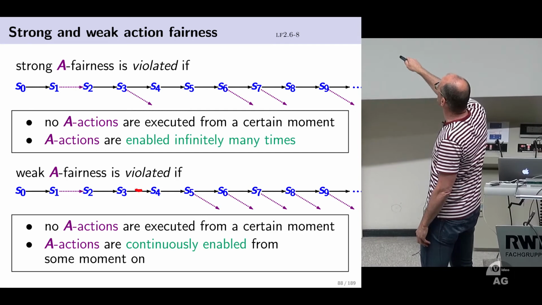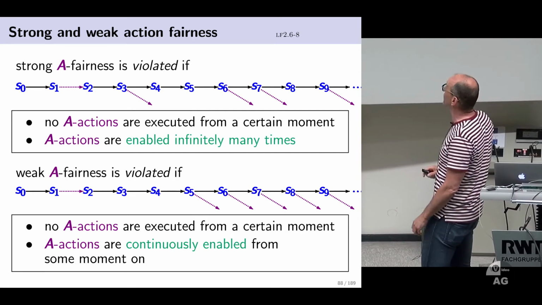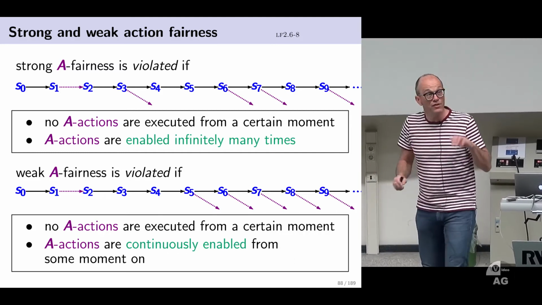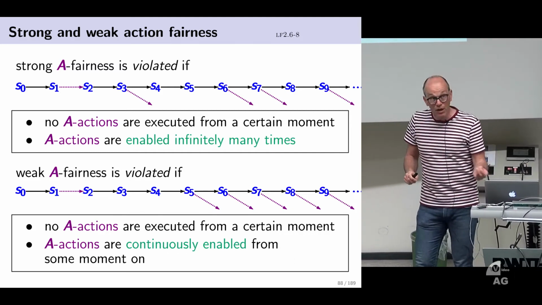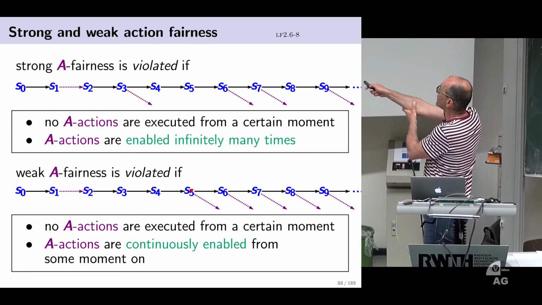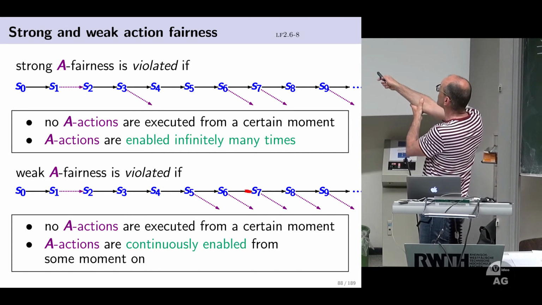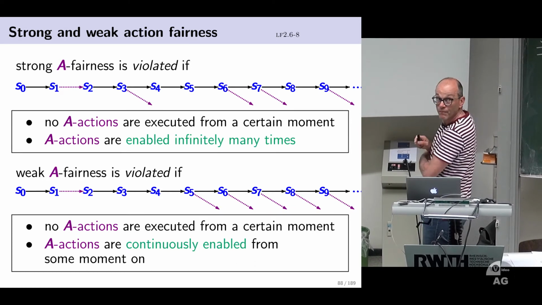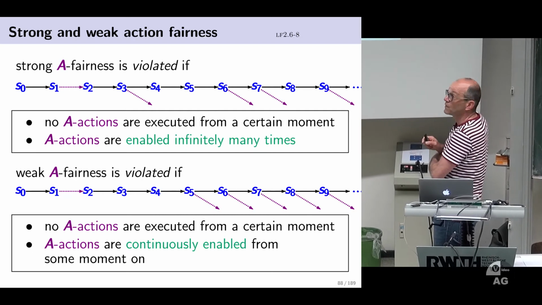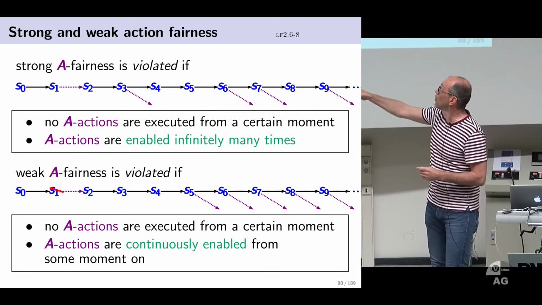Because from S2 on, you always still have those solid lines, which means you don't take any A action from that point on. So that means that weak fairness is violated here, because from some point on, S5, there is a continuous enabledness of actions in A. All these states have this dashed outgoing arrow. But you only take A actions finitely often. In this example, only once.